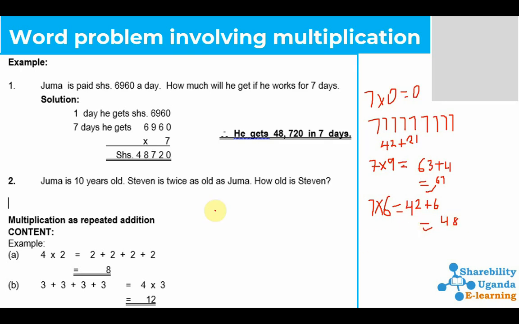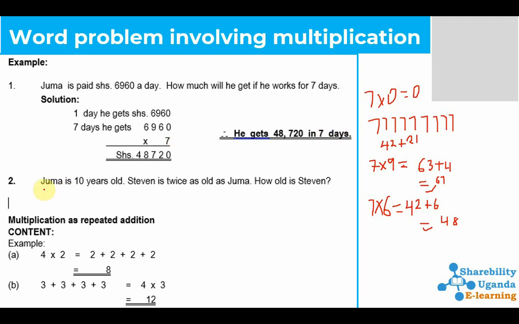Alright, so here we are able to get the answer very correct. So that means this is the approach. Then you finalize and say, therefore he got a shilling 48,720 in 7 days.